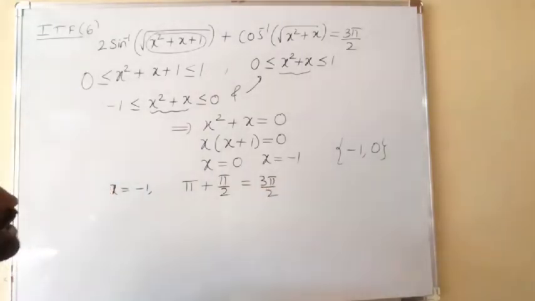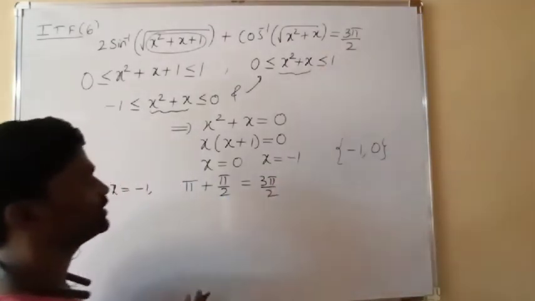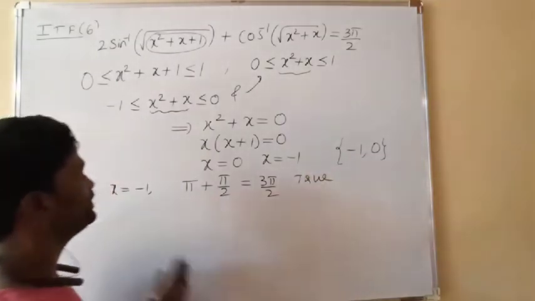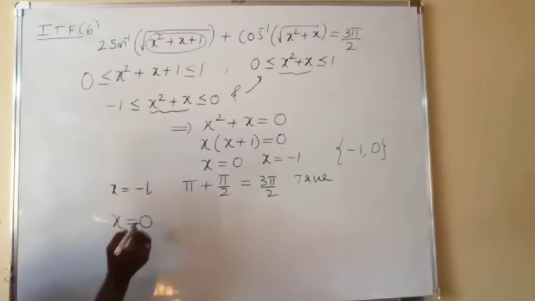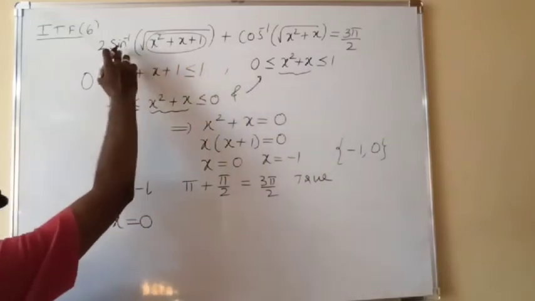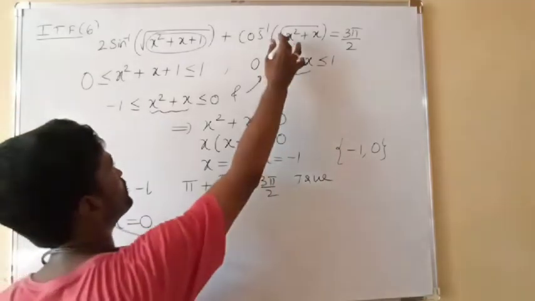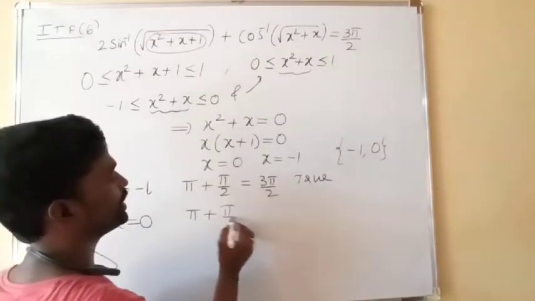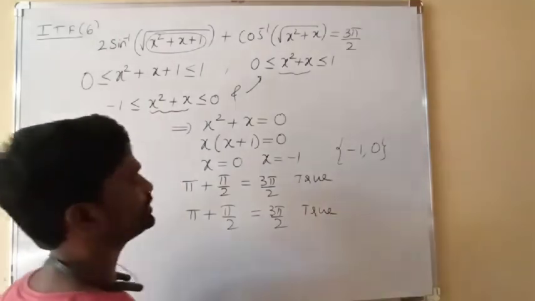The LHS value is pi plus pi by 2, the RHS value is 3 pi by 2. Pi plus pi by 2 is 3 pi by 2 only, so it is true. That means x value -1 satisfies the equation. Next, if I put x value 0, then 0 plus 0 plus 1 is again 1. Square root of 1 is 1, sin inverse 1 is pi by 2, so 2 into pi by 2 is pi. Here, substituting x value 0, square root of 0 is 0, cos inverse 0 is pi by 2. So pi plus pi by 2 is equal to 3 pi by 2. It is true now.